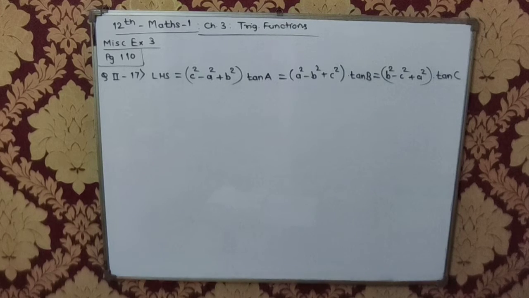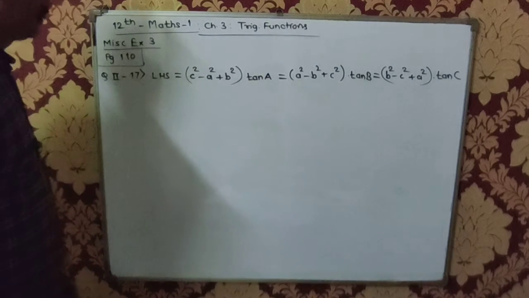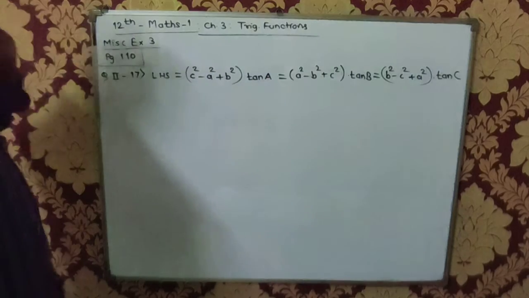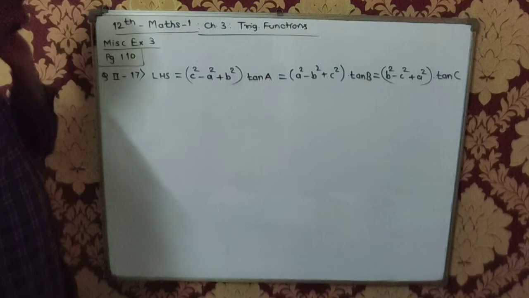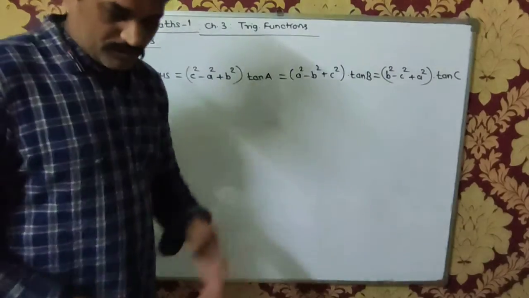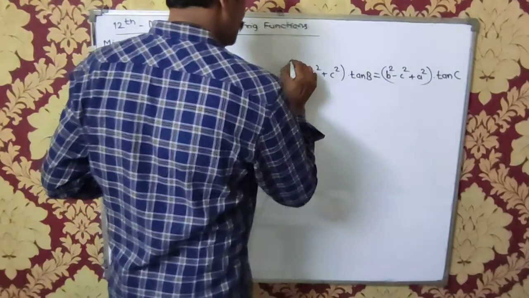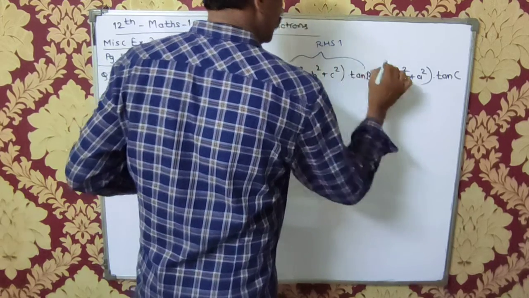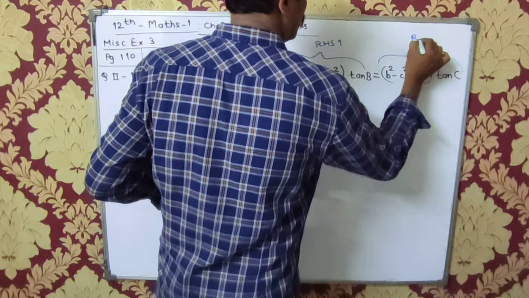Okay, welcome students. Let us continue with trigonometric functions. We are doing miscellaneous exercise 3, page number 110. We have to prove this thing. This is LHS और ये दो साइड्स है, तो मैं इसे बोलूँगा RHS1 and I'll call this as RHS2.